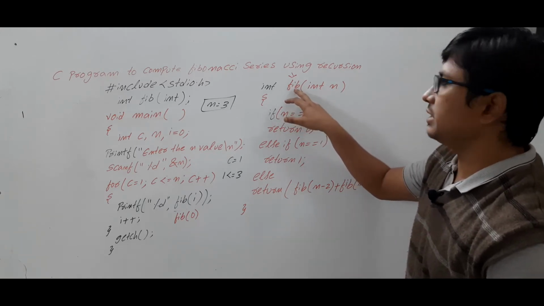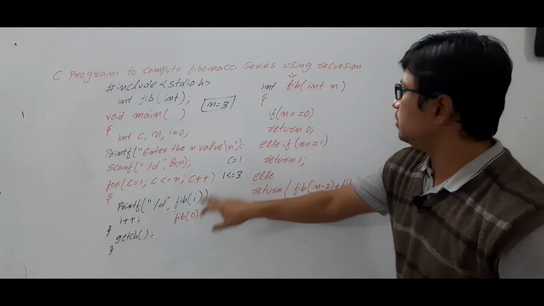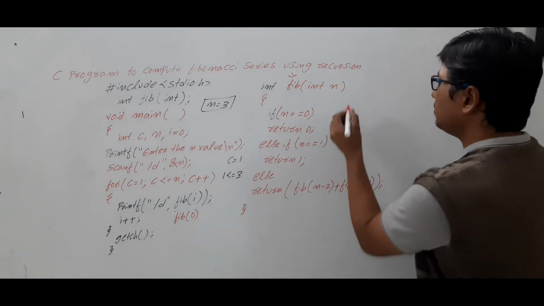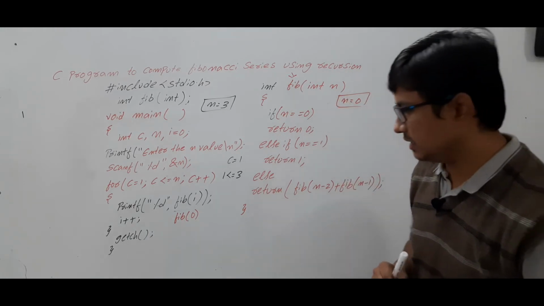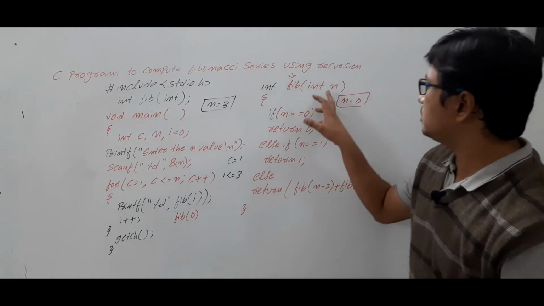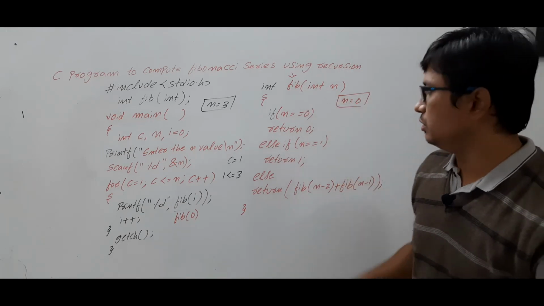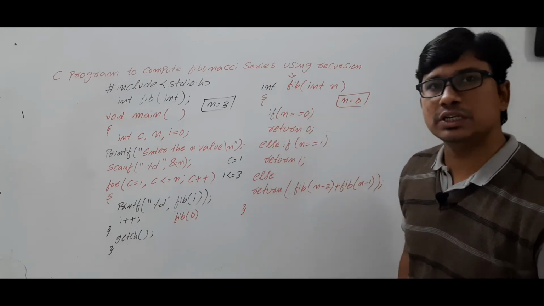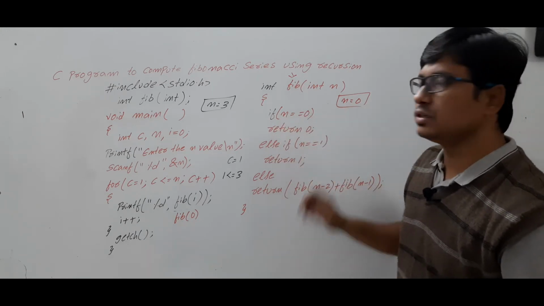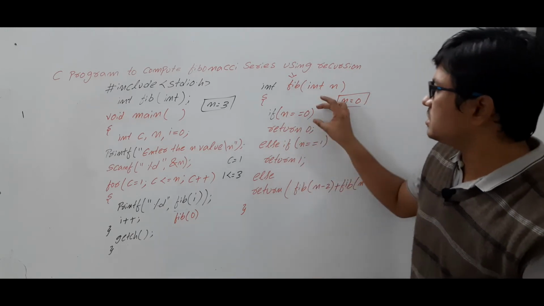So fib is a function with input 0. So this n value will be equal to 0. That is what the assignment statement does here. You are assigning the 0 to this variable called n. So n value is currently 0. Now look at these conditions. If n is equal to 0, return 0. So what is the n value? 0. So 0 is equal to 0. So this condition is true.